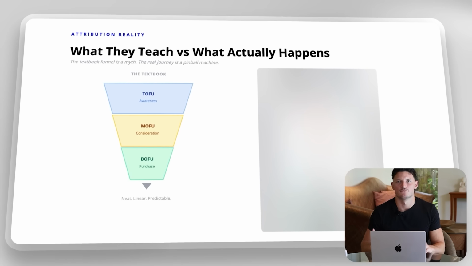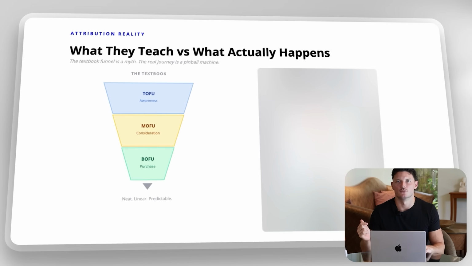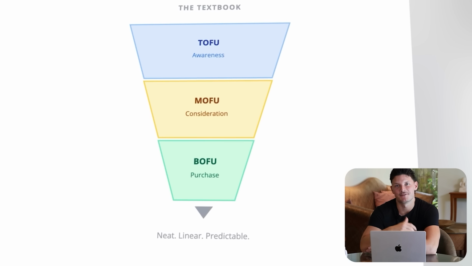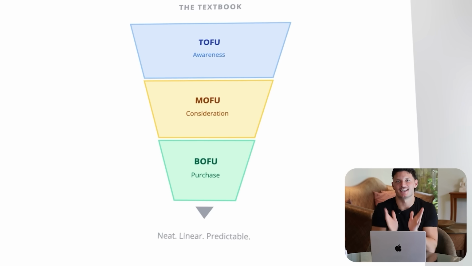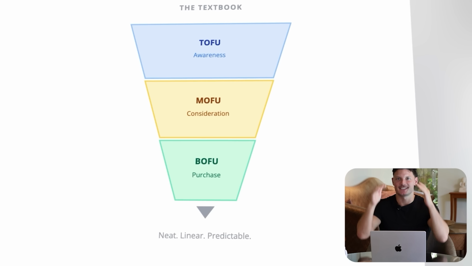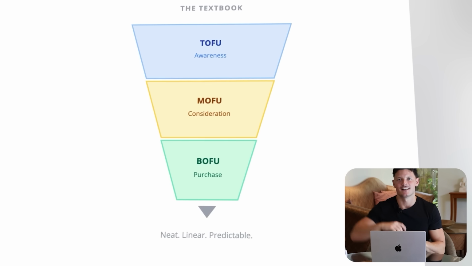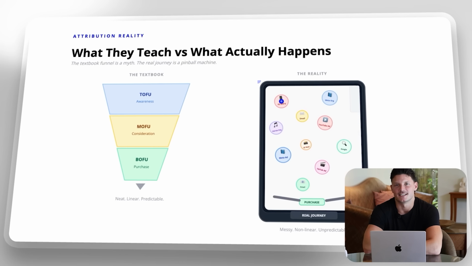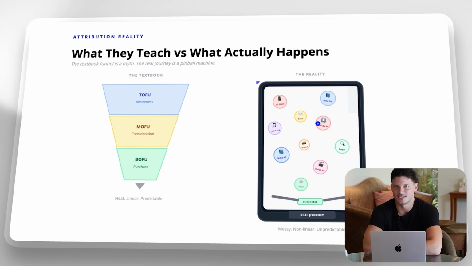Now I'm going to challenge what most of the industry takes as gospel. The marketing funnel. TOFU, MOFU, BOFU. Top of funnel, middle of funnel, bottom of funnel. As just mentioned, the customer journey isn't this neat little journey they go through, this little phase, then this phase, then this phase. It's more like a pinball. They bounce all over the place. So that's the journey. It's messy, it's non-linear.